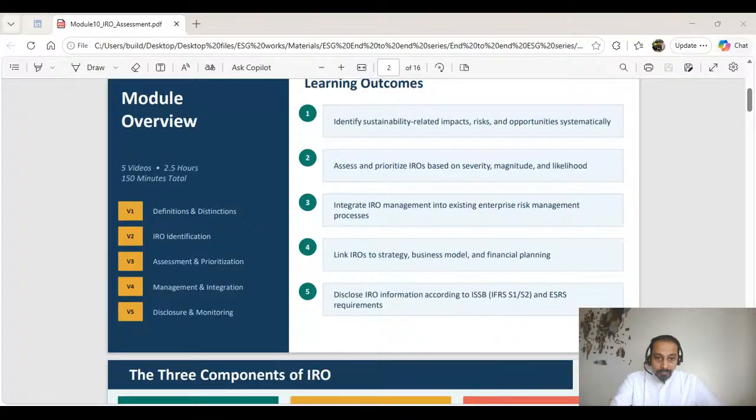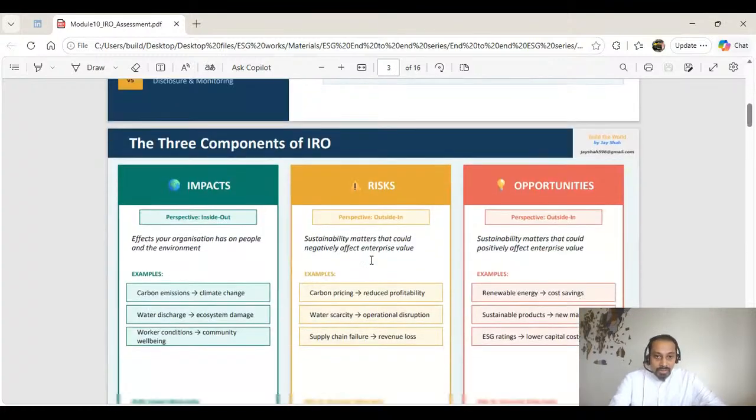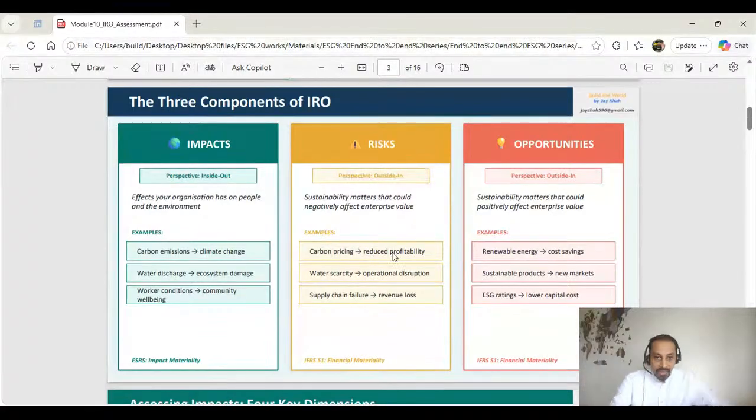If you already completed module 9 on materiality assessment, you will find that a lot of what we cover today feels like a natural continuation. If you have not, don't worry, I will reference the key concepts as we go, but I do recommend going back to module 9 and also modules 1 to 8 if you have not already. So let's go to the three components of IRO.